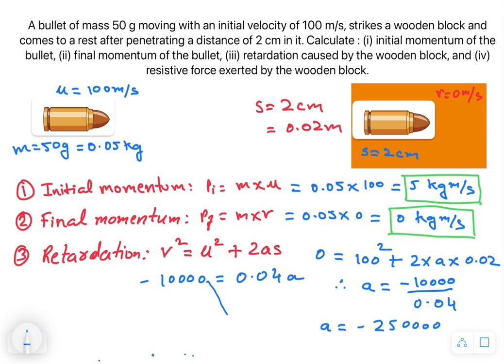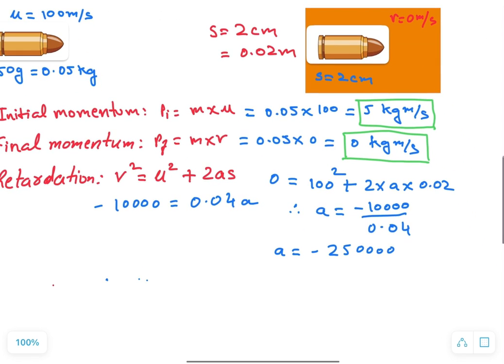So we can write the retardation like this also. A will be equal to minus 2.5 multiplied by 10 raised to 5 meters per second square. Negative sign shows that the direction is opposite to the direction of the bullet. The magnitude of retardation, you can write it as 2.5 multiplied by 10 raised to 5 meters per second square.